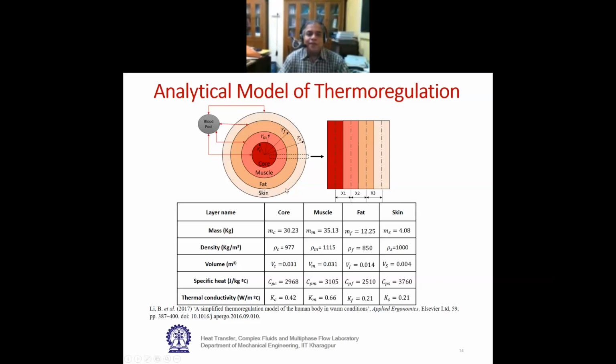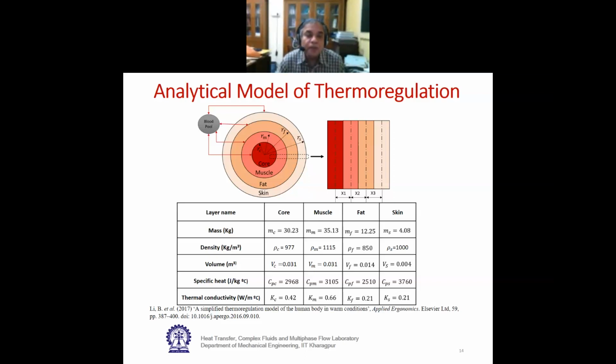Now, every layer has some mass, density, volume, specific heat, and thermal conductivity. The mass will vary from person to person. We have taken a specific case so that validation can be done if we do some thermoregulation model. So that way we have taken the mass. Other things vary within a range, and we have picked up the values from the literature.